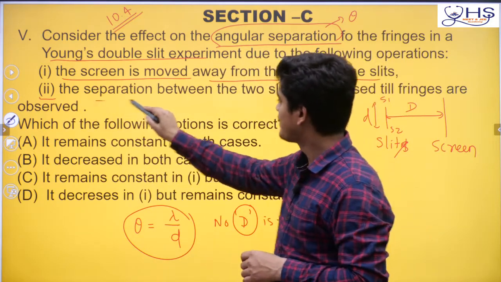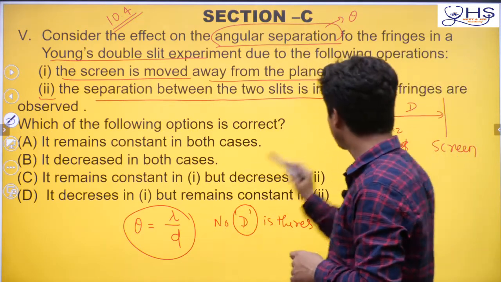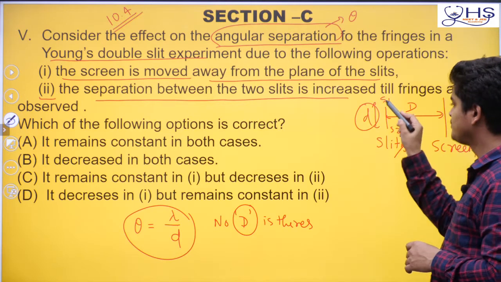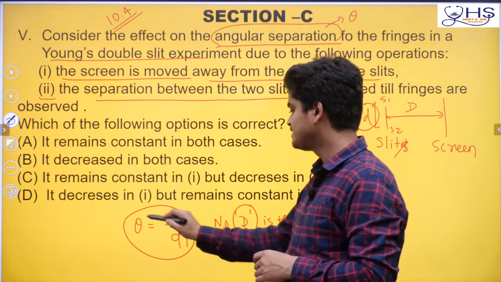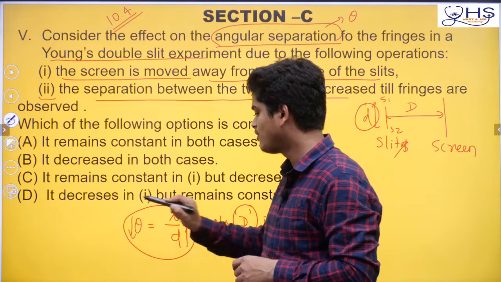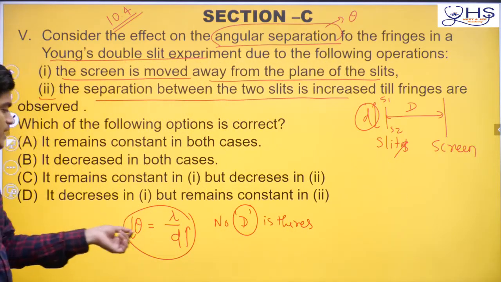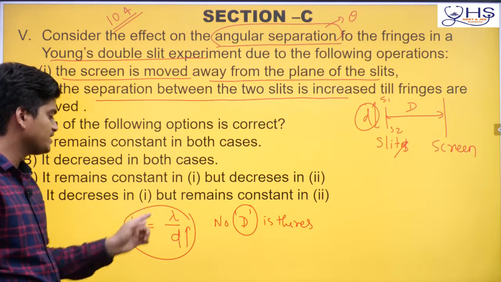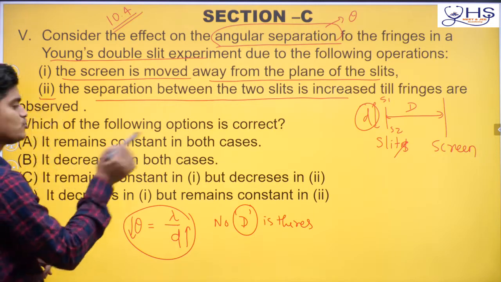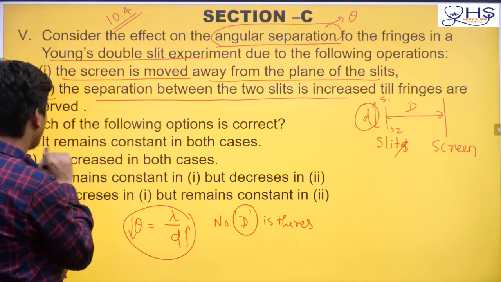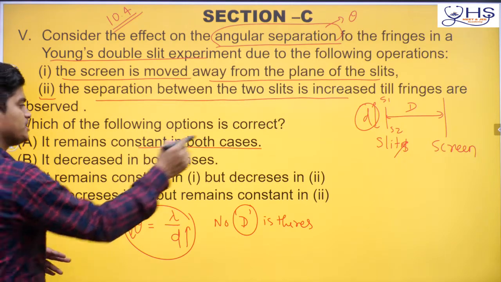Now it is telling the separation between the two slits is increased. That means this is the small d, the separation between the two slits S1, S2. Now if this is increasing, theta is inversely proportional, so theta will decrease definitely. So in the second point, small d is increasing, so theta will decrease. But in the first option they are telling it is constant for both cases, so it cannot be correct.